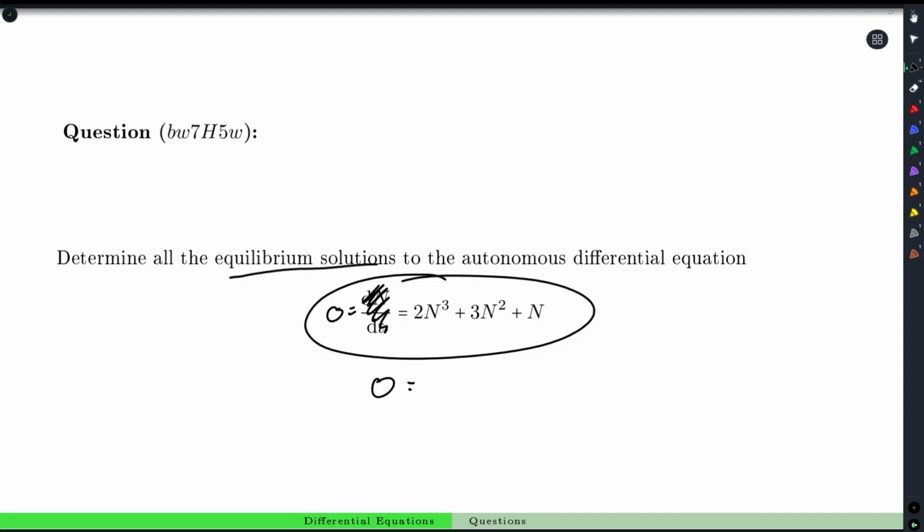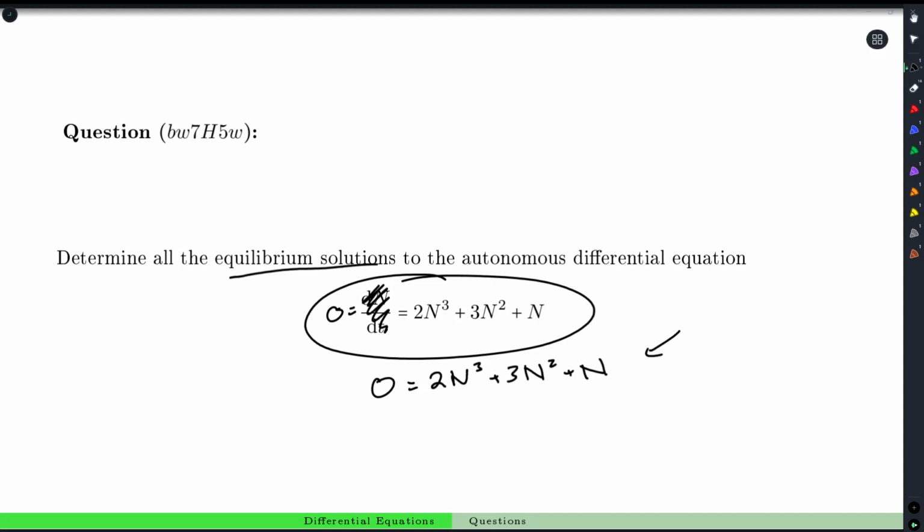And so what we need to do is solve for our function n here, having a constant value. So when is this equation equal to 0? When is this equation true? When is the expression on the right equal to 0? And this isn't really a calculus question. This really has nothing to do with derivatives here. The setup, the understanding of what an equilibrium solution is, absolutely does.